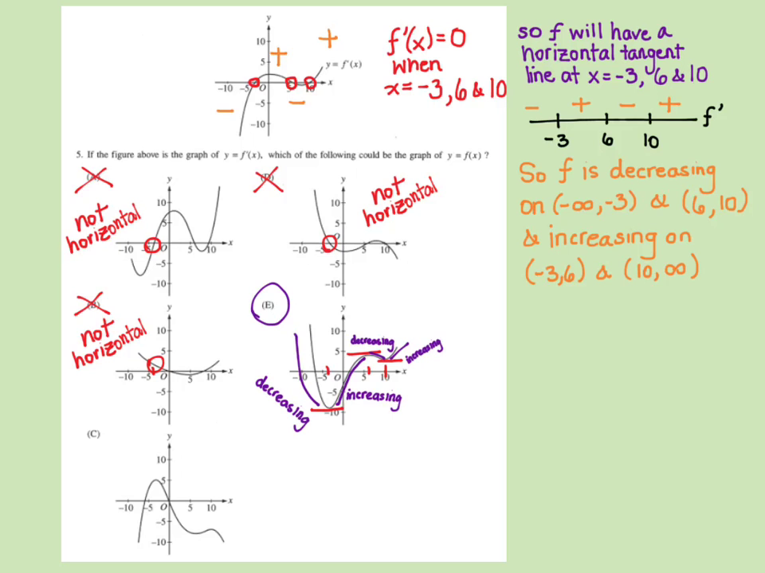Just to be sure though, let's look at C, the last option here. Notice that we do have horizontal tangent lines at x equals negative 3, 6, and 10. So far so good. But notice that our function is increasing from negative infinity to negative 3, and that is not what we were supposed to have. We were supposed to have that it was decreasing on that interval. So C is not the correct answer, and we are now certain that E is the right answer.